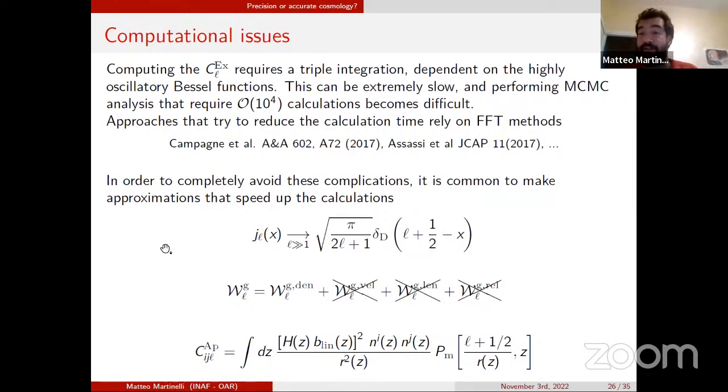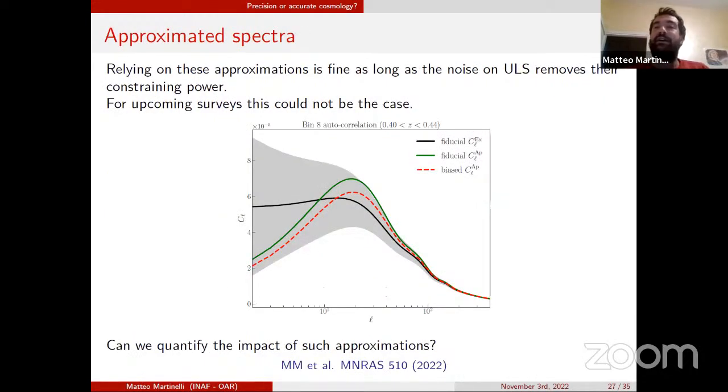Is this a problem, doing this approximation? Well, relying on this approximation is not a problem as long as the scales where these break down are not tightly constrained. This could be not the issue for future surveys. What you see here in black is the exact calculation of the CLs, the one I told you takes a long time, with all the effects, no approximation, and so on. In green, for the same cosmological parameters, the approximation.